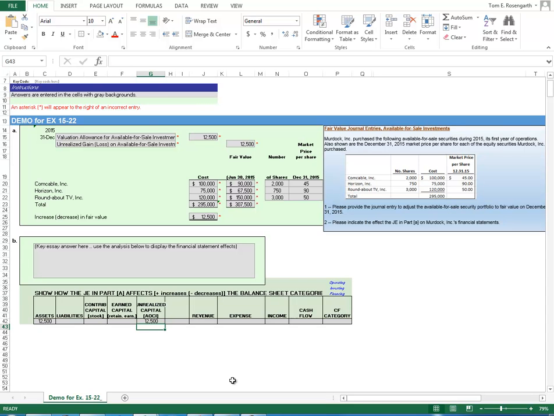So the total effects that you will have on the balance sheet from the entry that you see here is to increase the assets by the allowance for fair value, $12,500, and to increase the caption unrealized capital, or AOCI, for $12,500. That's it. Give exercise 22 a shot.